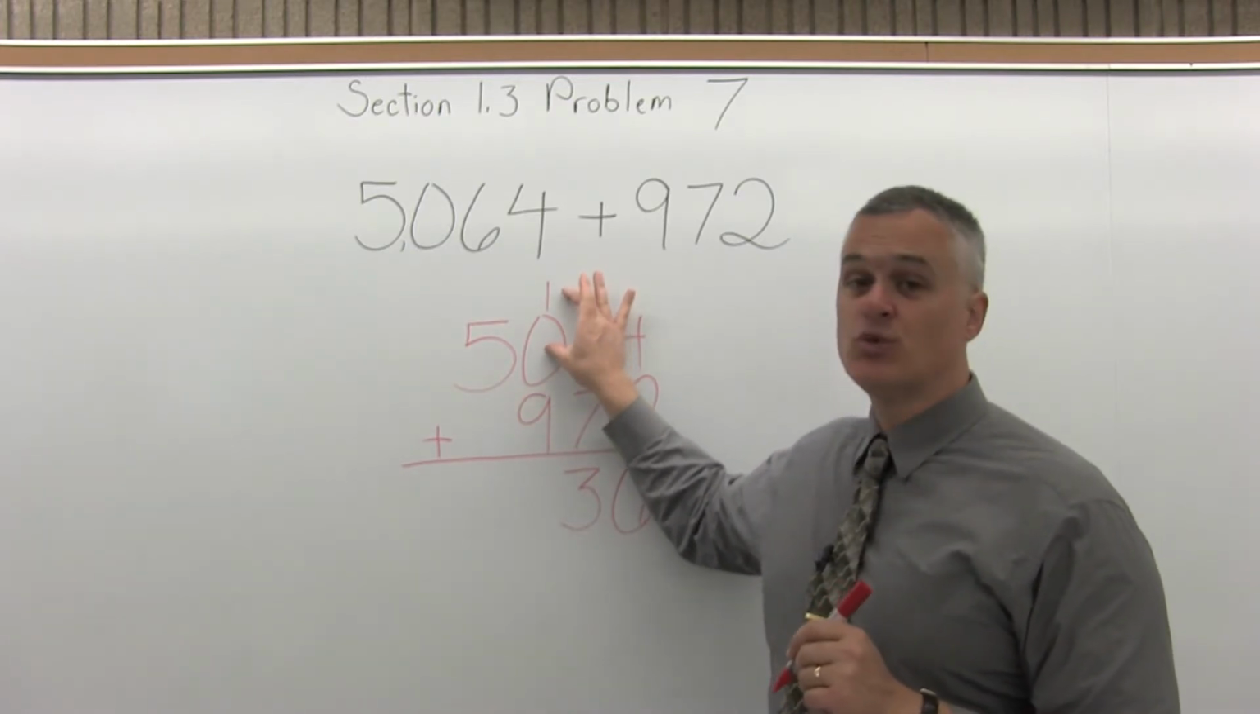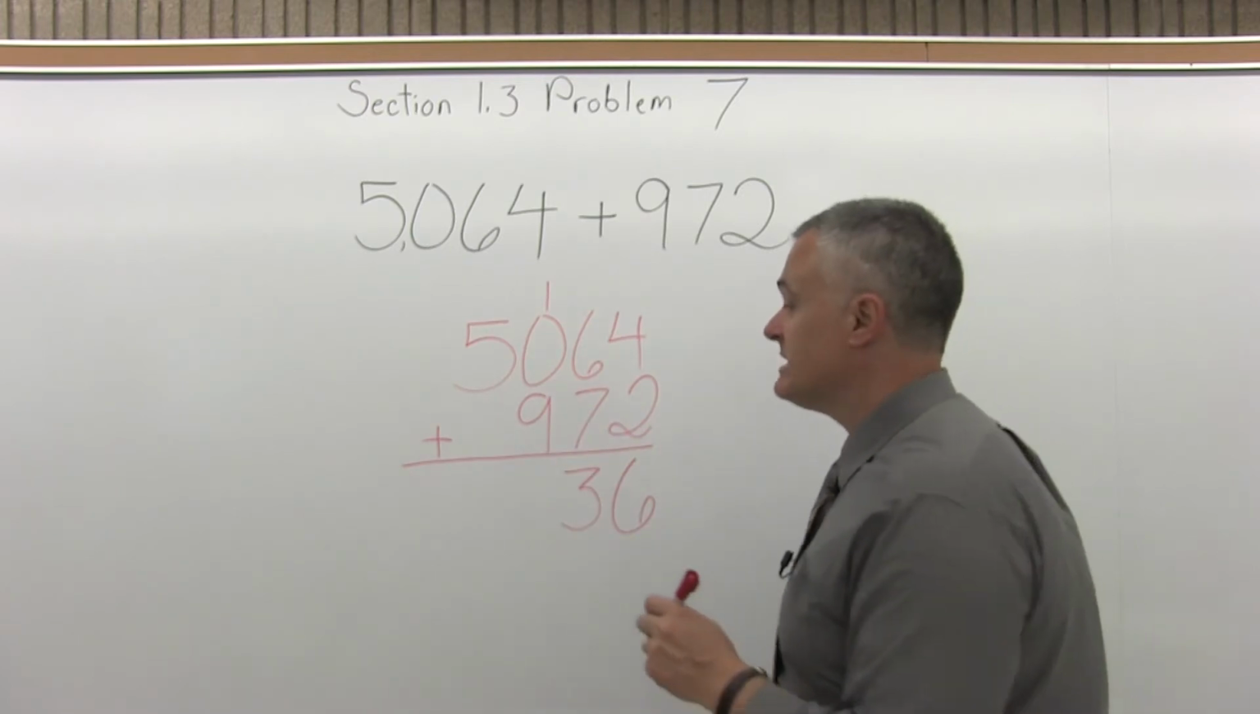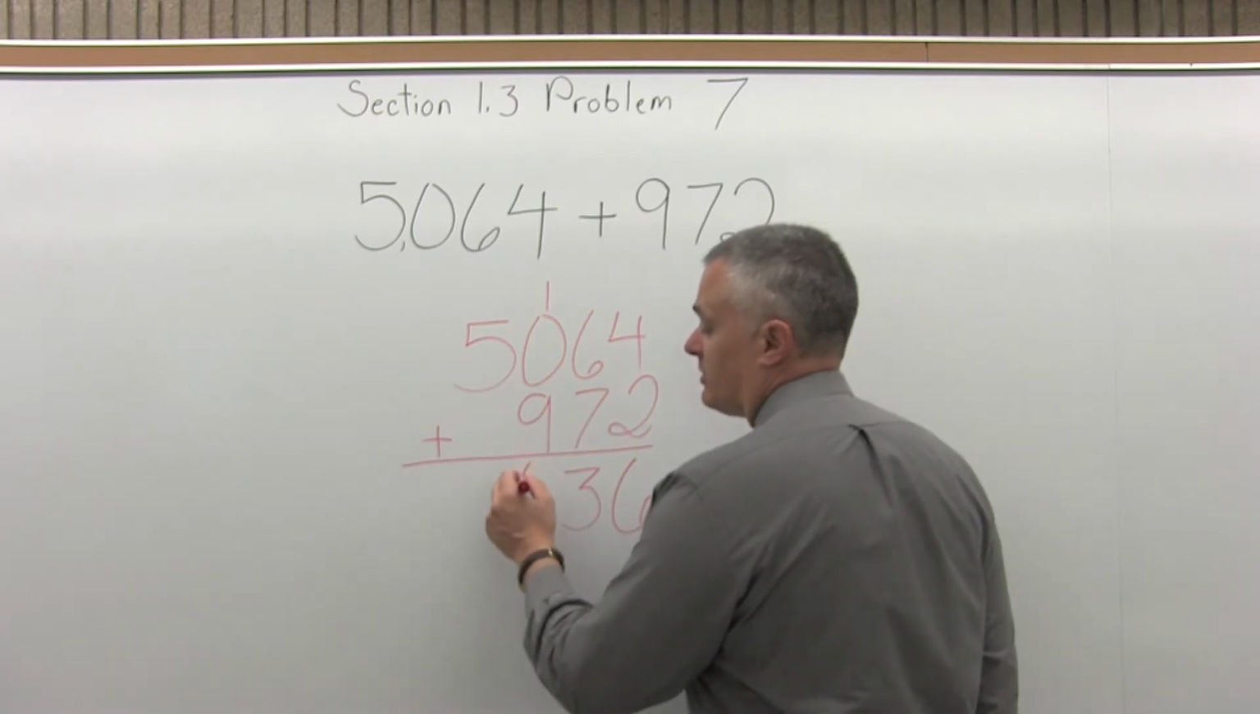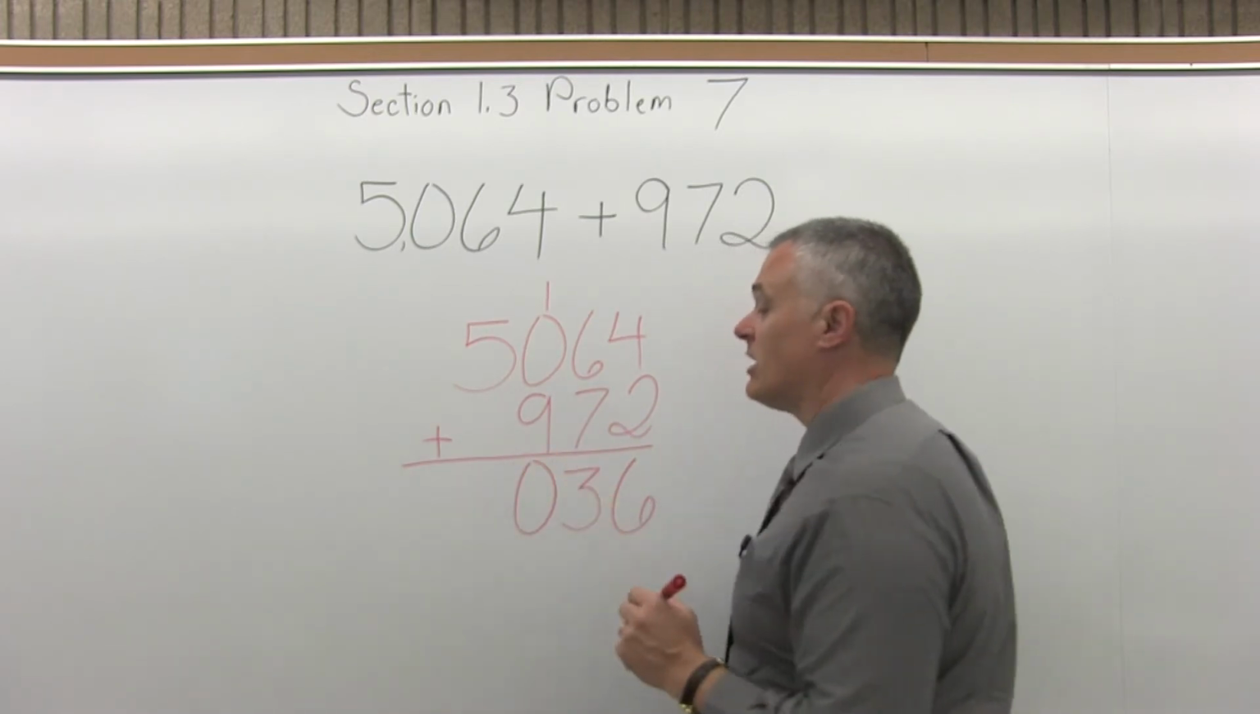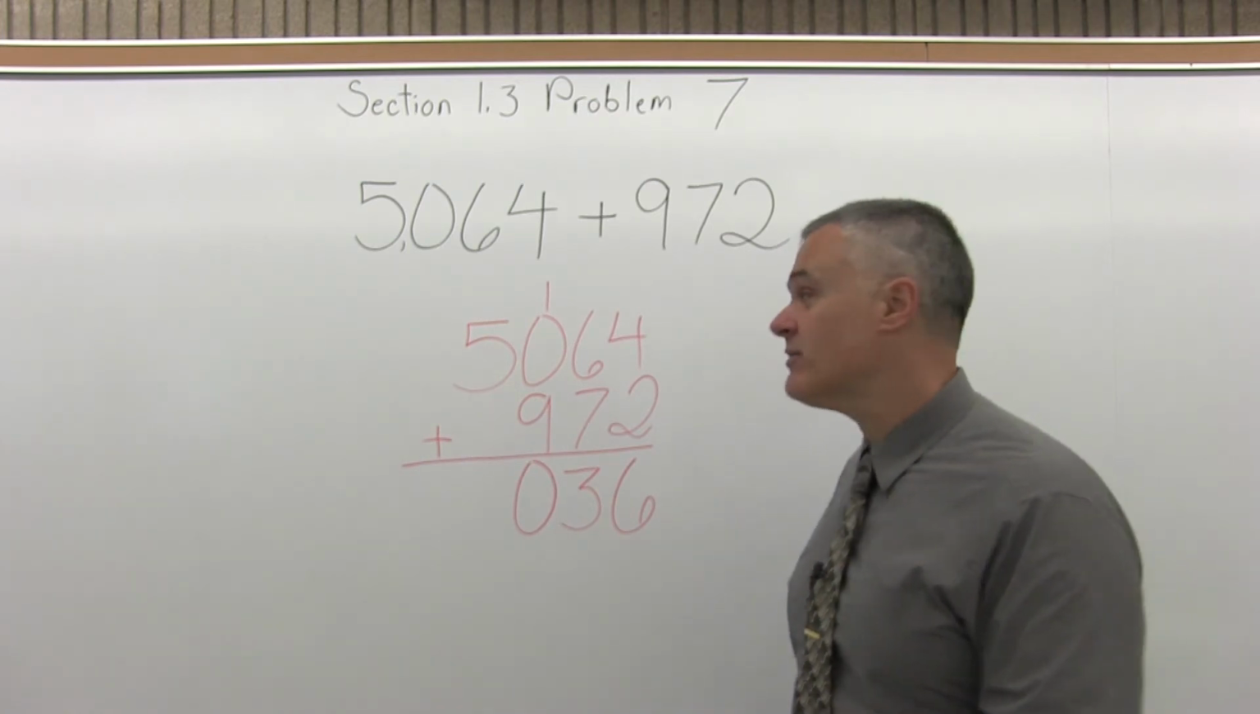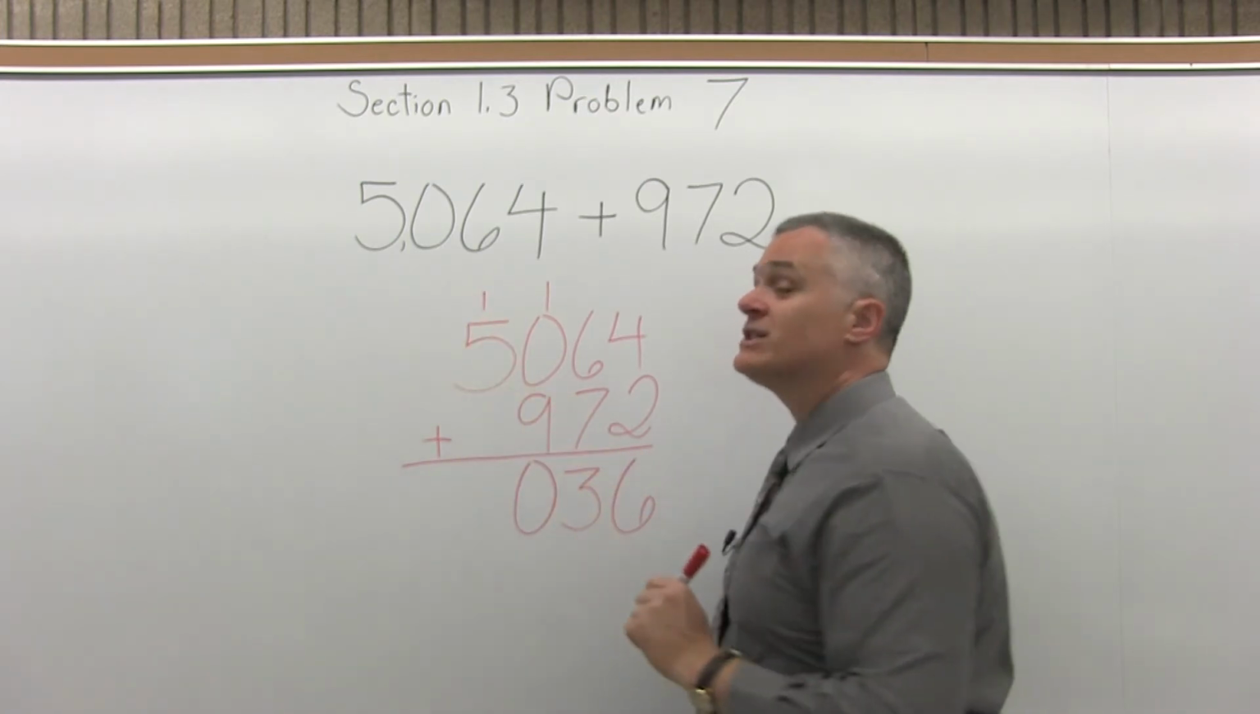Well, 1 plus 0 is 1, and then 1 plus 9 more is 10. So for 10, I will put the 0 from the 10 under that column of digits and carry the 1 from the 10 to the top of the next column.